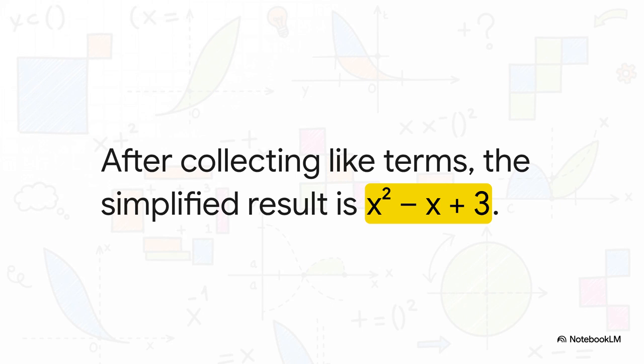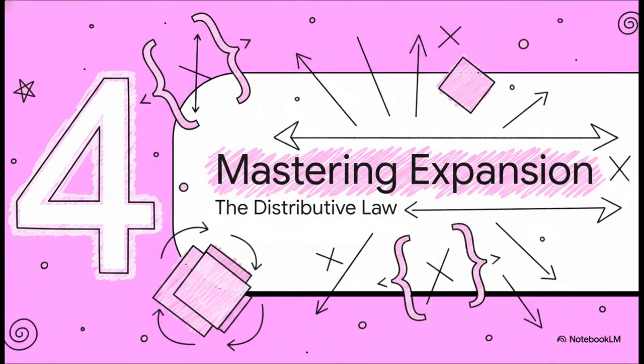So negative 3x squared plus 4x squared gives us x squared. Then 2x minus 3x is negative x. And finally, 1 plus 2 is 3. And that's our final answer. All right, you're doing great.